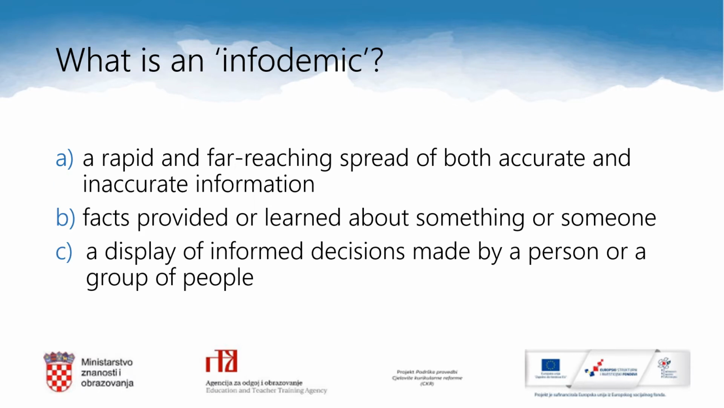What is an infodemic? A. A rapid and far-reaching spread of both accurate and inaccurate information. B. Facts provided or learned about something or someone. C. A display of informed decisions made by a person or a group of people. A, B or C.